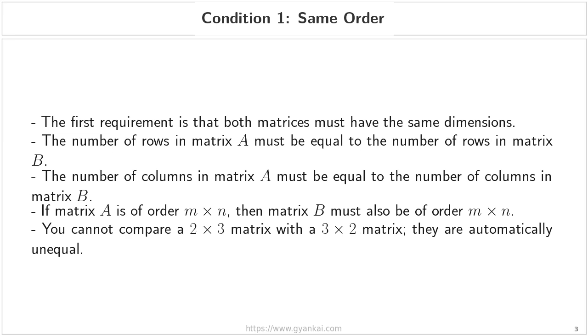To illustrate this, imagine you are comparing a 2 by 3 matrix with a 3 by 2 matrix. Even if they contain the exact same set of numbers, they are automatically unequal because their structures are different. Once we have verified that the dimensions are identical, we can then proceed to the second condition, which we will explore in the next slide.